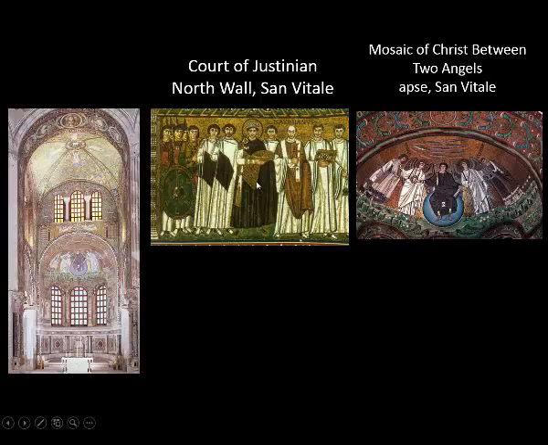Justinian as well is wearing purple. So that is our representation of kingship or royalty. He's wearing a crown and he has a halo. He's the only one that has these in this grouping of people.